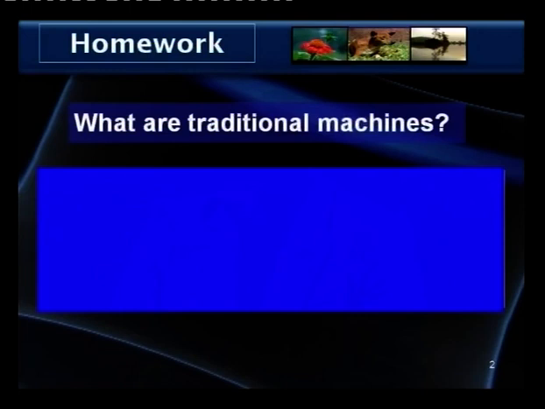Nora, can you tell us what are traditional machines? Traditional machines are used by the people in the past. Very good. Thank you. Traditional machines are things that people use in the past. Very good.